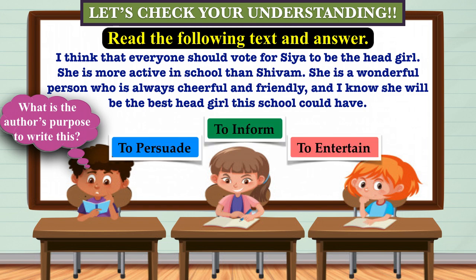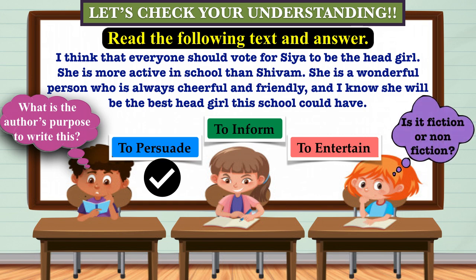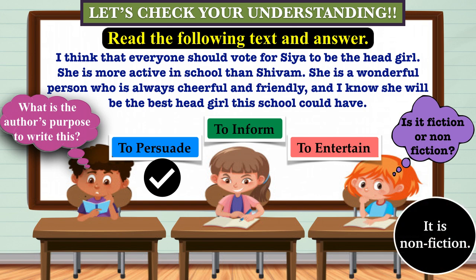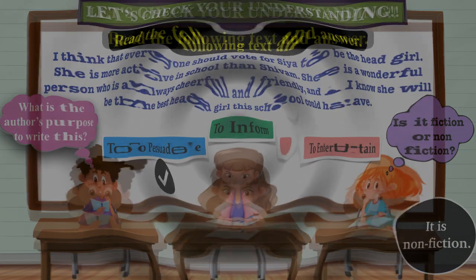The author seeks to influence the reader's decision in favor of Sia. Is it fiction or non-fiction? The text appears to be a genuine endorsement or recommendation for a student, Sia, to be elected as head girl, which suggests that it is based on real people and events. Are you set to tackle the next text?